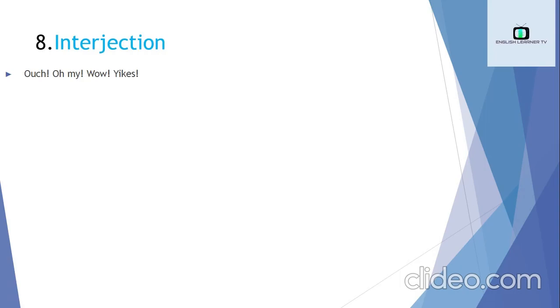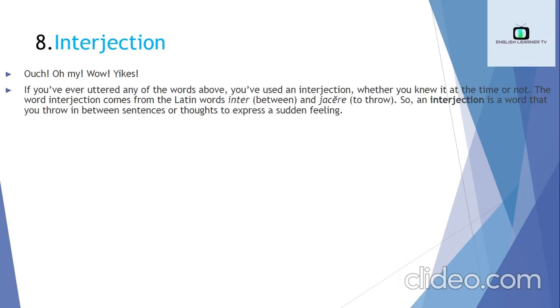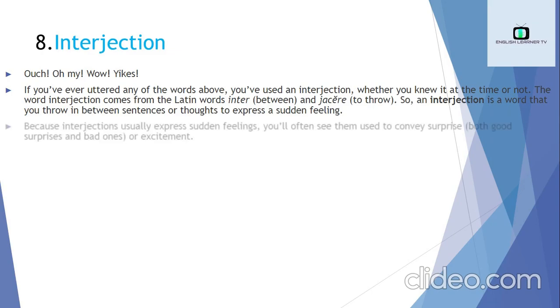8. Interjection. Ouch! Oh my! Wow! Yikes! If you ever uttered any of the words above, you have used an interjection, whether you knew it at the time or not. The word interjection comes from the Latin words inter, between, and jacere, to throw. So an interjection is a word that you throw in between sentences or thoughts to express a sudden feeling.